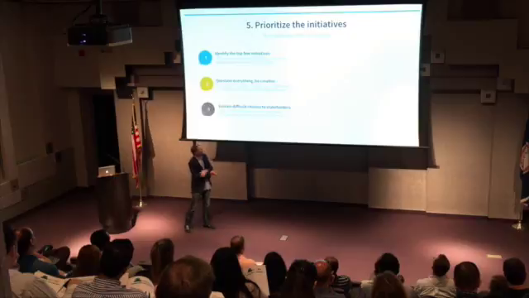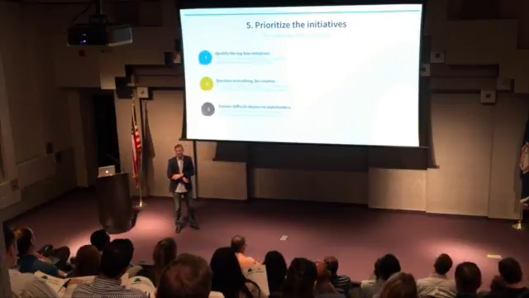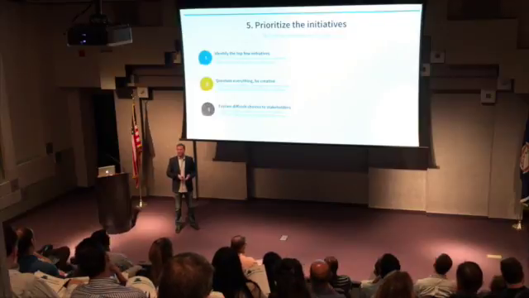Number 5, prioritize the initiatives, right? So identify the top few initiatives that are out there. This is, honestly, where the rubber hits the road. Obviously, you're going to have more gaps. You're going to have more ideas for the product and where it should go than you're going to have time to get those done, right? Otherwise, you need to let go of some engineers.